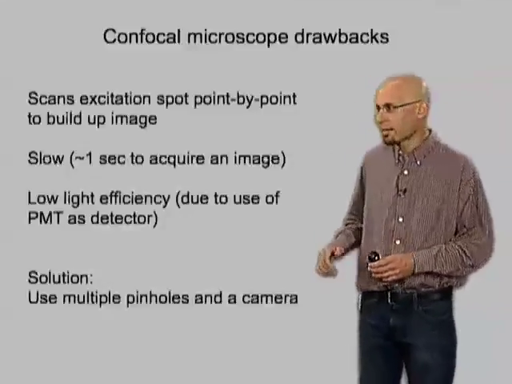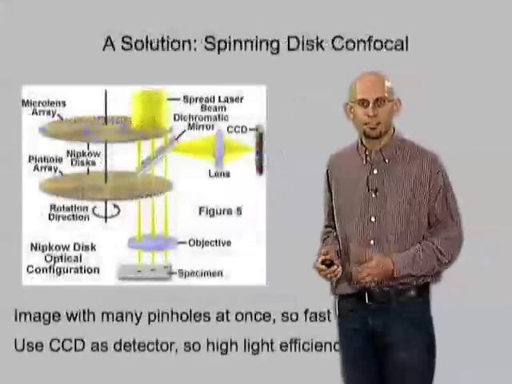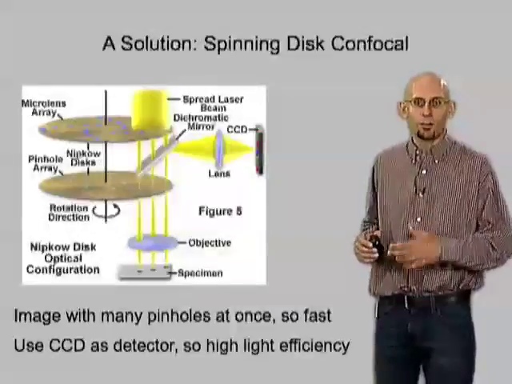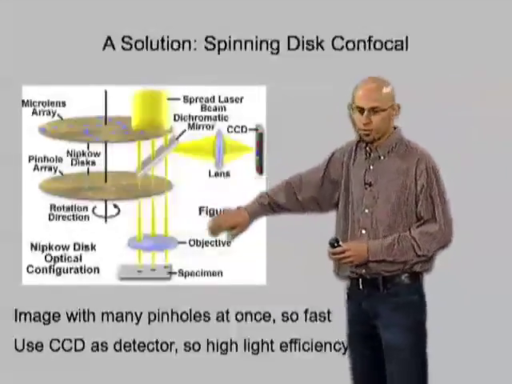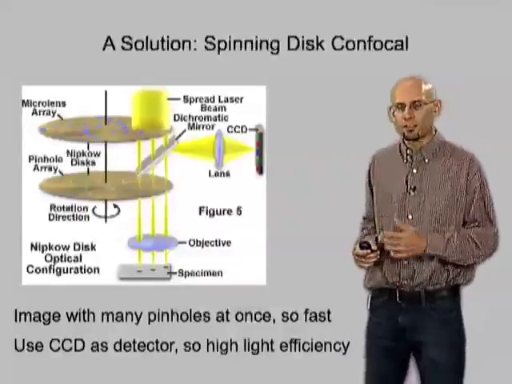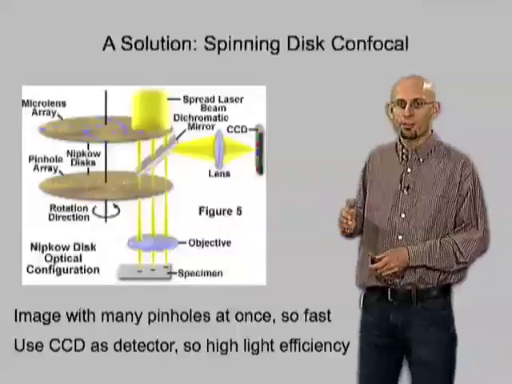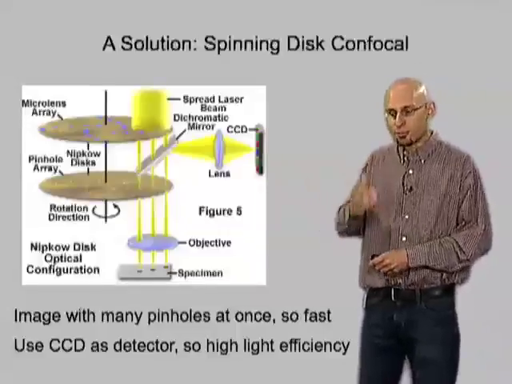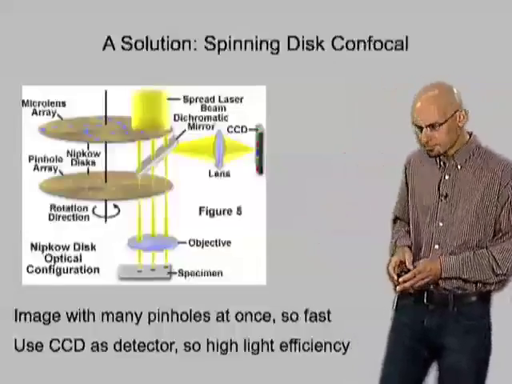There's a solution to that, which is to use multiple pinholes and a camera, and this is a technique called spinning disk confocal microscopy. The idea here is that we replace our single pinhole with a disk punched full of holes, and these holes are arranged in a spiral such that if you spin this disk around its axis, those pinholes sweep out over the sample once and only once, completely filling the image of your sample with light without scanning any of it multiple times.